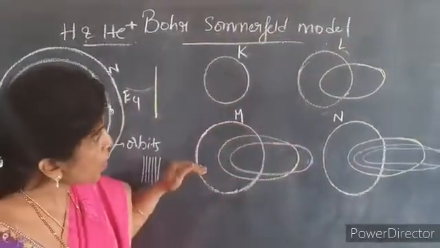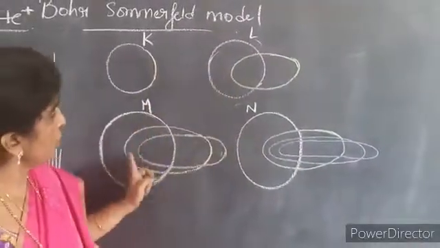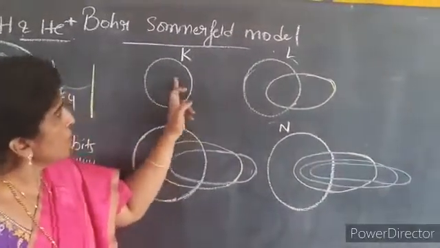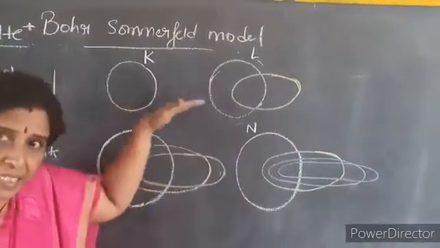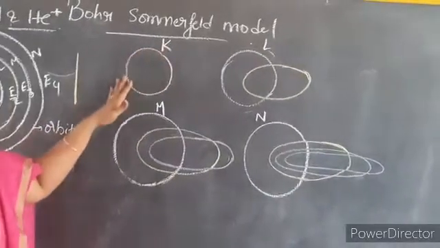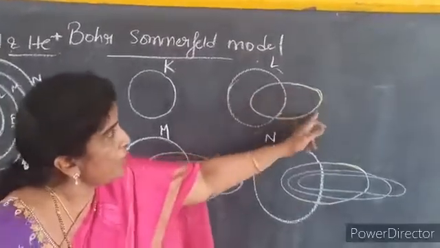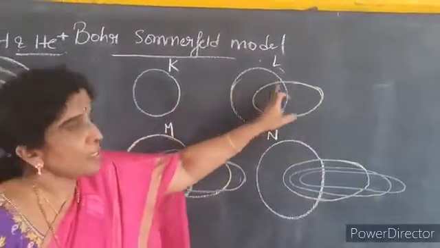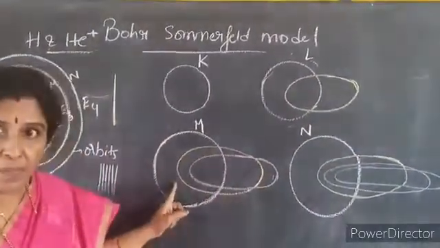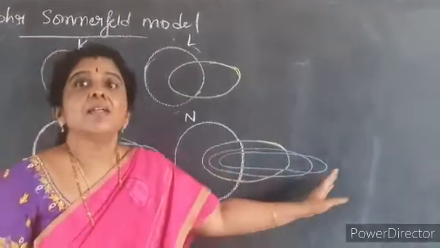So here Sommerfeld retained the four shells, or the main shells of the Bohr. You can see K, L, M, N. So he retained Bohr's orbits. For the first shell, he did not add any elliptical orbit, but to the other shells, he had added elliptical orbits. So for the L shell, one elliptical orbit is added. For M shell, two elliptical orbits are added, and for the N shell, three elliptical orbits, and so on.